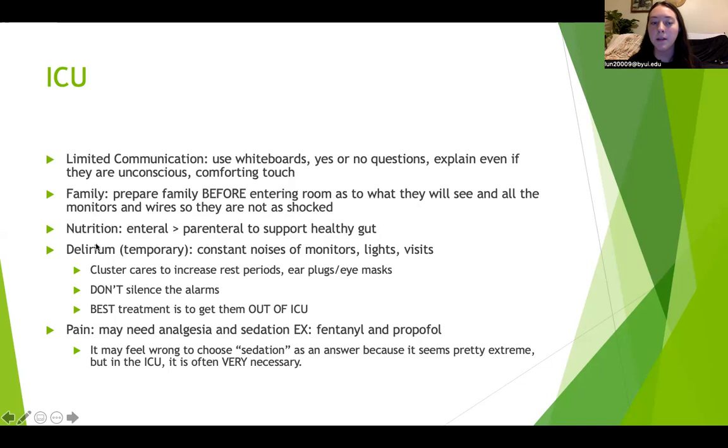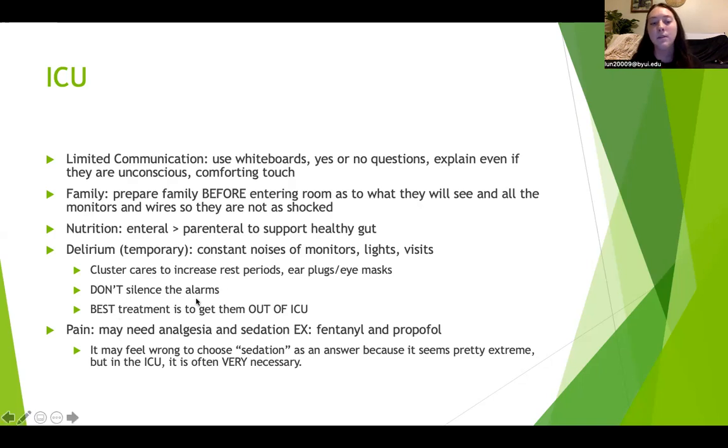Delirium, remember to know the difference between delirium and dementia. So delirium is a temporary condition caused by a circumstance. It's because of constant noises and monitors, lights, visitors, nurses coming in and out, they don't get good sleep. So one of the ways to combat that is to cluster cares to increase rest periods, provide earplugs, eye masks. So cluster cares would be like they have a medication due at 9 o'clock, they have wound care at 9:30, and another medication due at 10. So you go in at 9:30 to do all of those together.